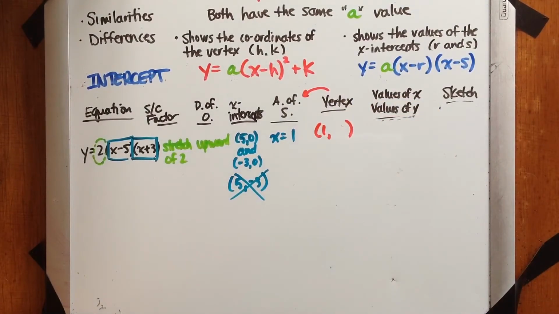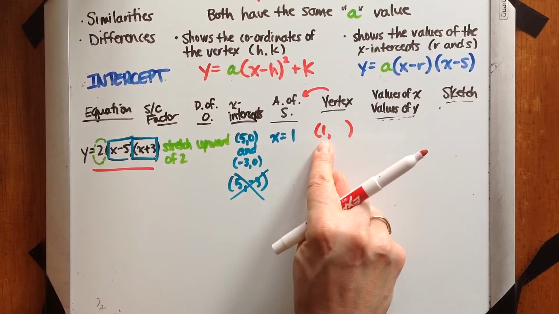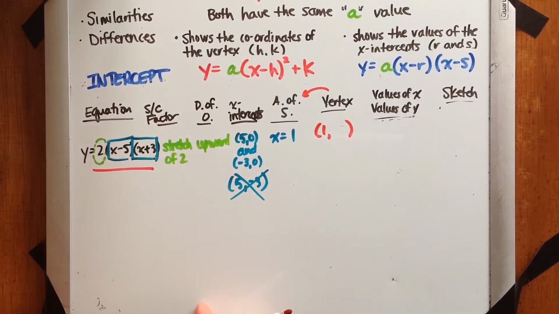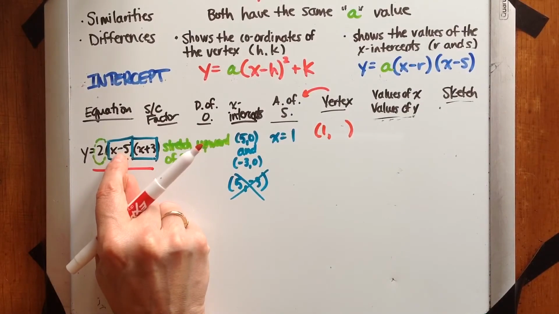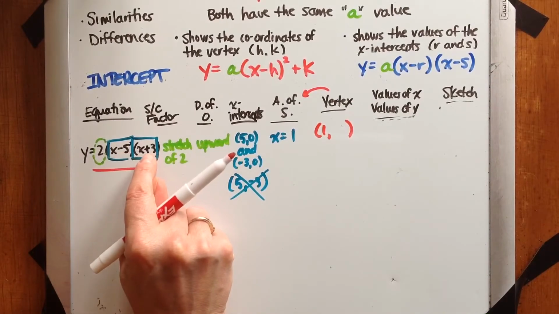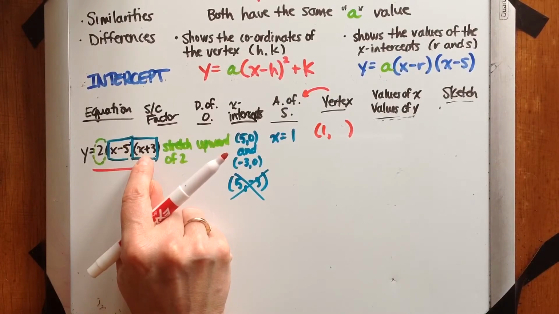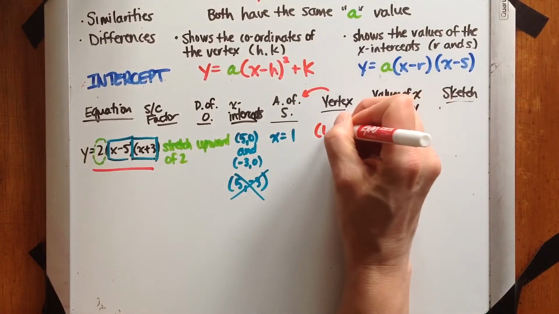That also means that the x value of the vertex has to be a 1. How can I find the y value of the vertex? I'm going to have to go back to the equation, and sub in x equals 1 here and here to see what the corresponding y value is. Let's see if we can do it in our heads. So 1 minus 5 is -4. 1 plus 3 is 4. -4 times +4 is -16, doubled is -32.